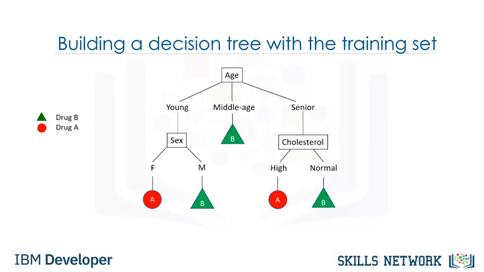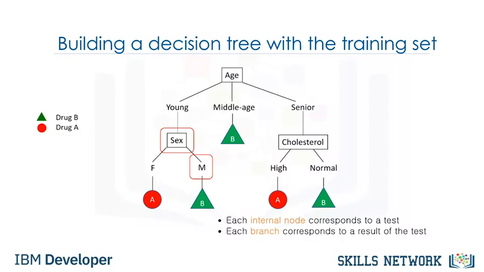On the other hand, if he is a young or a senior patient, we'll need more details to help us determine which drug to prescribe. The additional decision variables can be things such as cholesterol levels, gender, or blood pressure. For example, if the patient is female, then we will recommend drug A. But if the patient is male, then we'll go for drug B. As you can see, decision trees are about testing an attribute and branching the cases based on the result of the test. Each internal node corresponds to a test, and each branch corresponds to a result of the test, and each leaf node assigns a patient to a class.